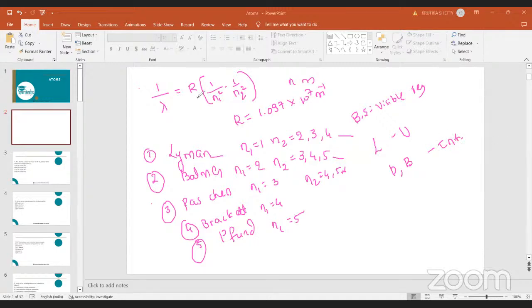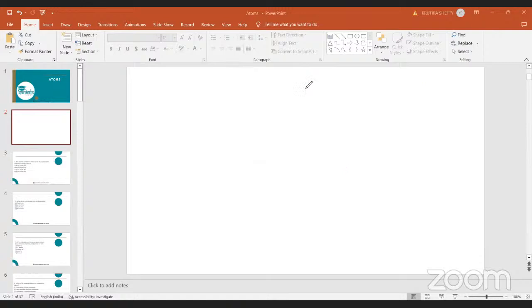In the objective questions, almost every year they ask at least one question on this part, about which region the spectrum falls in or based on the n1, n2 values. At least one question is confirmed. Okay, let us go for some of the formulas, then we can start with the question answers.